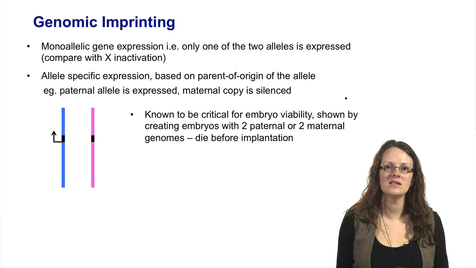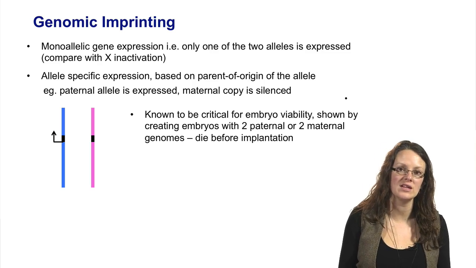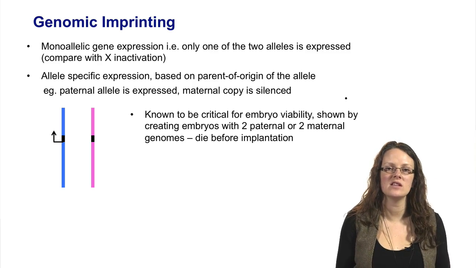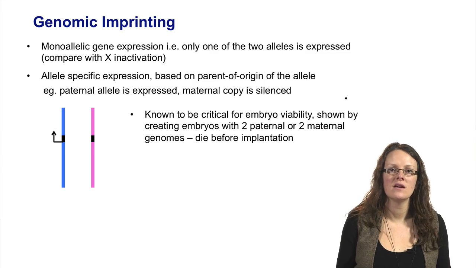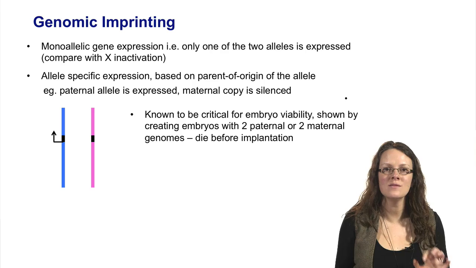If you compare this to X inactivation, where you have random X inactivation in the adult, we know you have monoallelic gene expression, that is, only one of the 2 alleles of the X chromosome is expressed, but it doesn't happen in a parent of origin specific manner. You can express either the one you inherited from your mum or from your dad. So there's a difference here between genomic imprinting and X inactivation. Imprinted X inactivation, which happens pre-implantation in the mouse, is imprinted, that is, it's always the paternal X that is silenced.